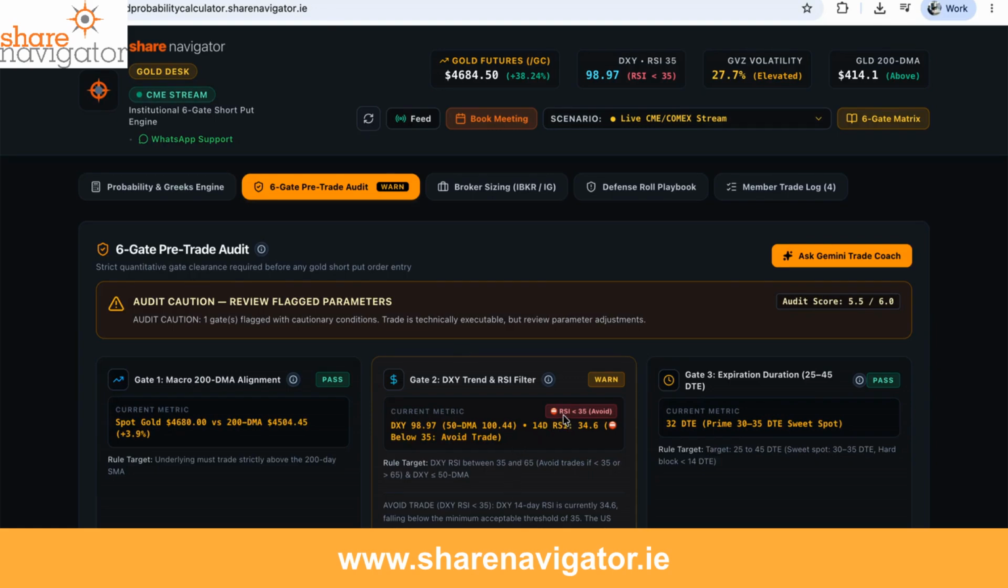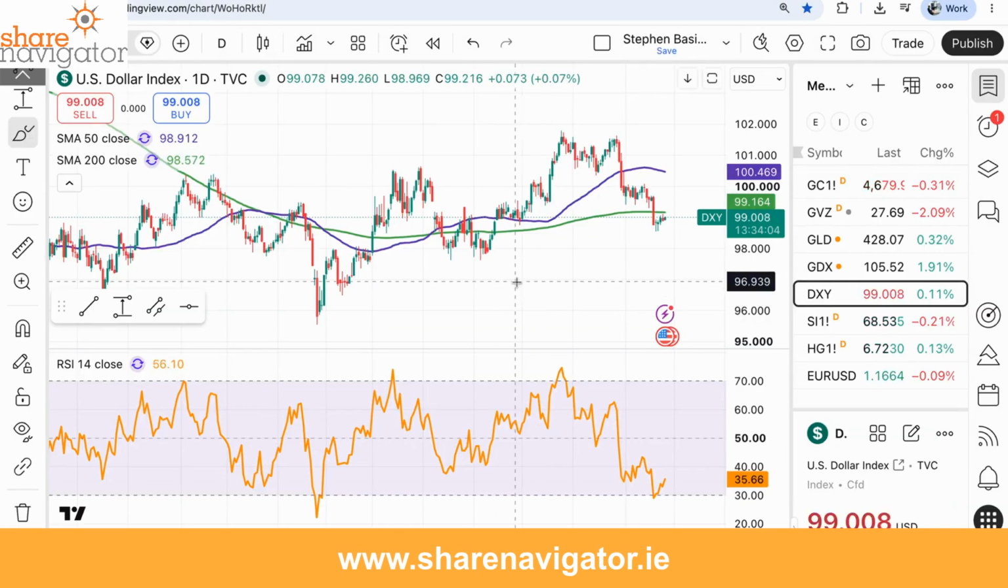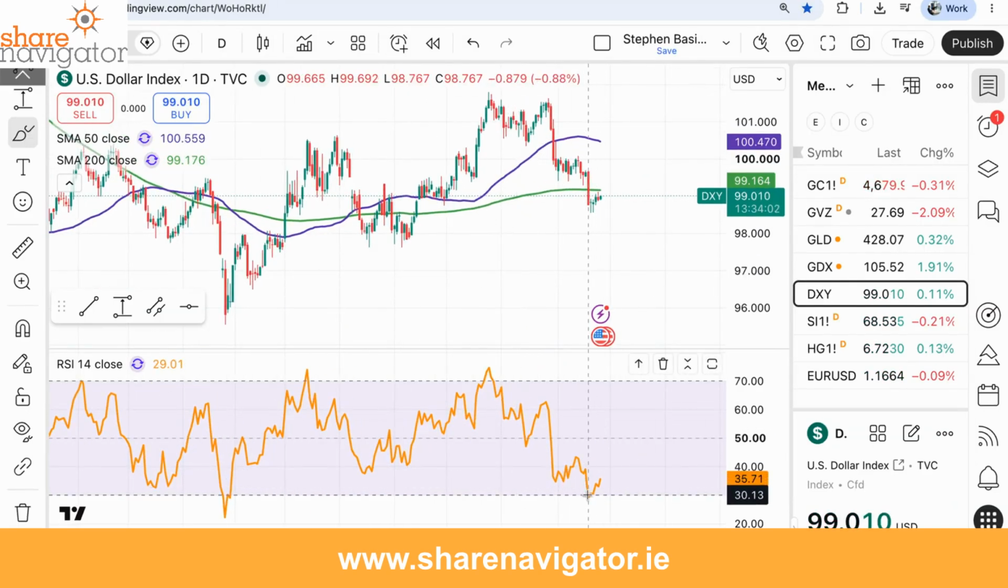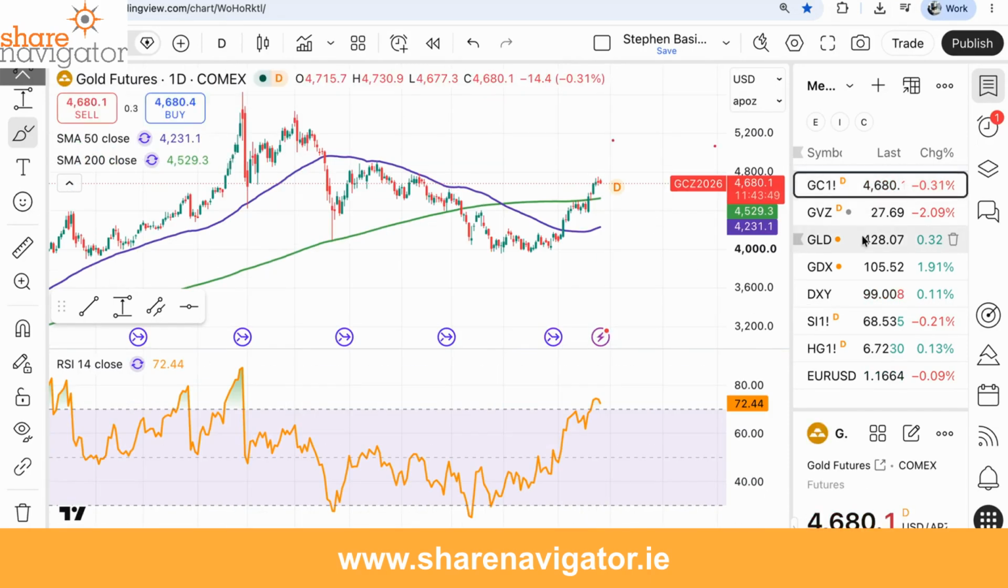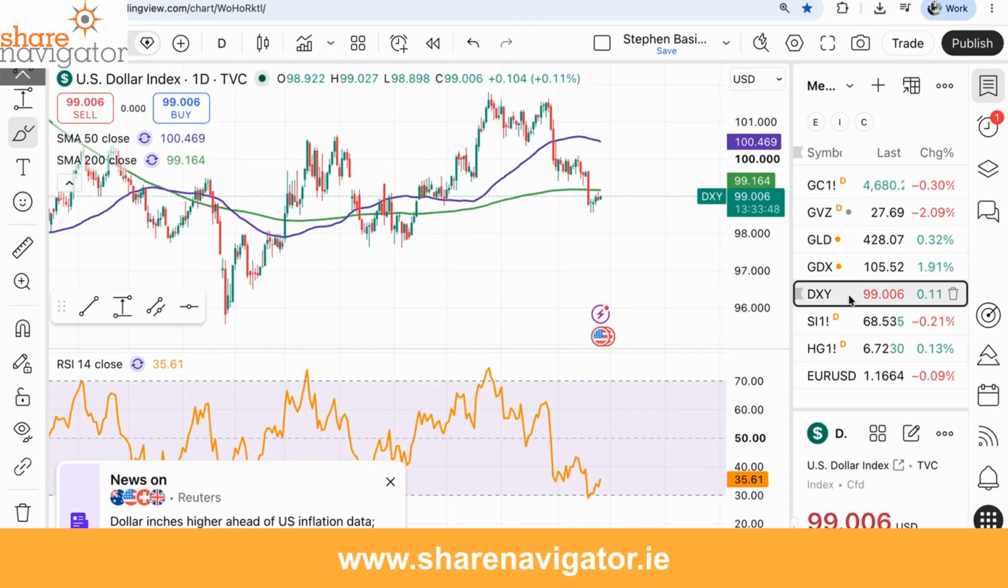You can see here our RSI is below 35. We're saying warning, avoid it. And the reason for that is, if we look at our current situation here, we're starting to make a move back up in the dollar. What happens if the dollar starts to strengthen again? It's likely we're going to get a correction in gold prices. And look what's happening. Gold prices there, we're actually down 0.3% today. So this little warning system is there to help you.